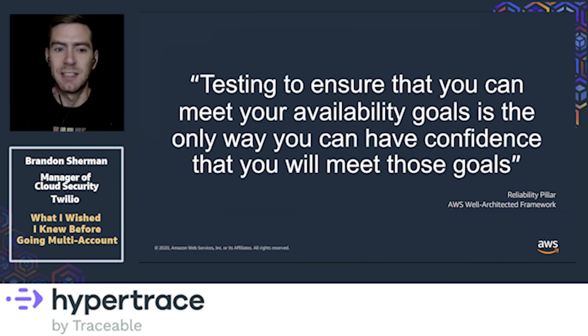So this is a statement from the reliability pillar of the AWS well-architected framework. Testing to ensure that you can meet your availability goals is the only way you can have confidence that you will meet those goals. And what this tells me is that even though we follow best practices, for instance, by using the well-architected framework, we use services that are built for high availability and so on, building modern applications that are often distributed by default, it is complex. So we can't really gain that confidence in our system until we've seen it face adverse conditions.